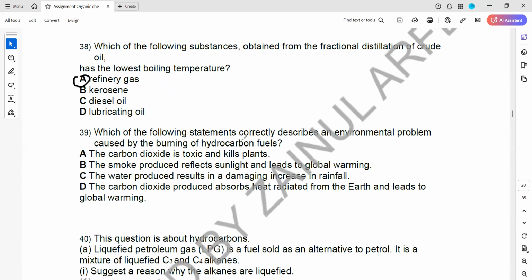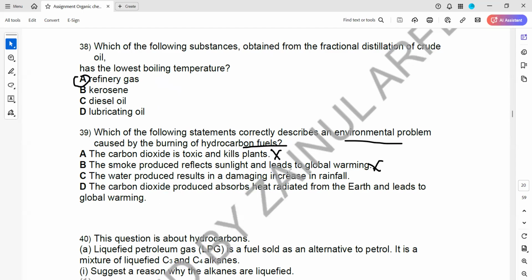Which of the following statements correctly describes an environmental problem caused by burning a hydrocarbon or a fossil fuel? So when we burn fossil fuel, is the carbon dioxide toxic and kills plants? No. The smoke produced reflects the sunlight and leads to global warming? The smoke produced is not reflecting the light, it is absorbing the light. It is causing global dimming rather than global warming.